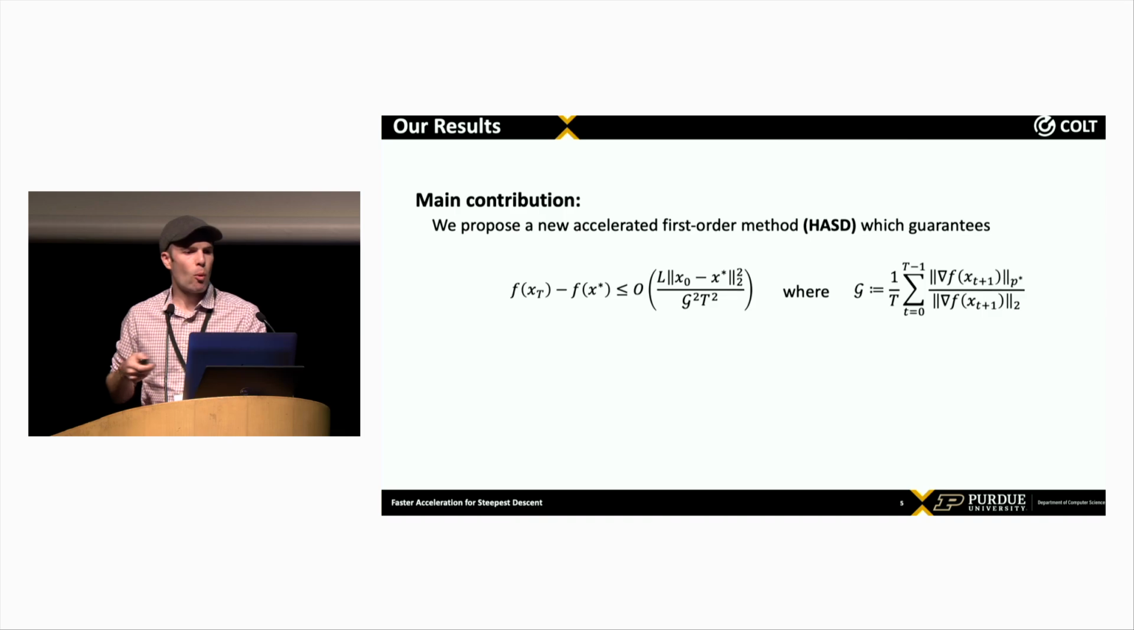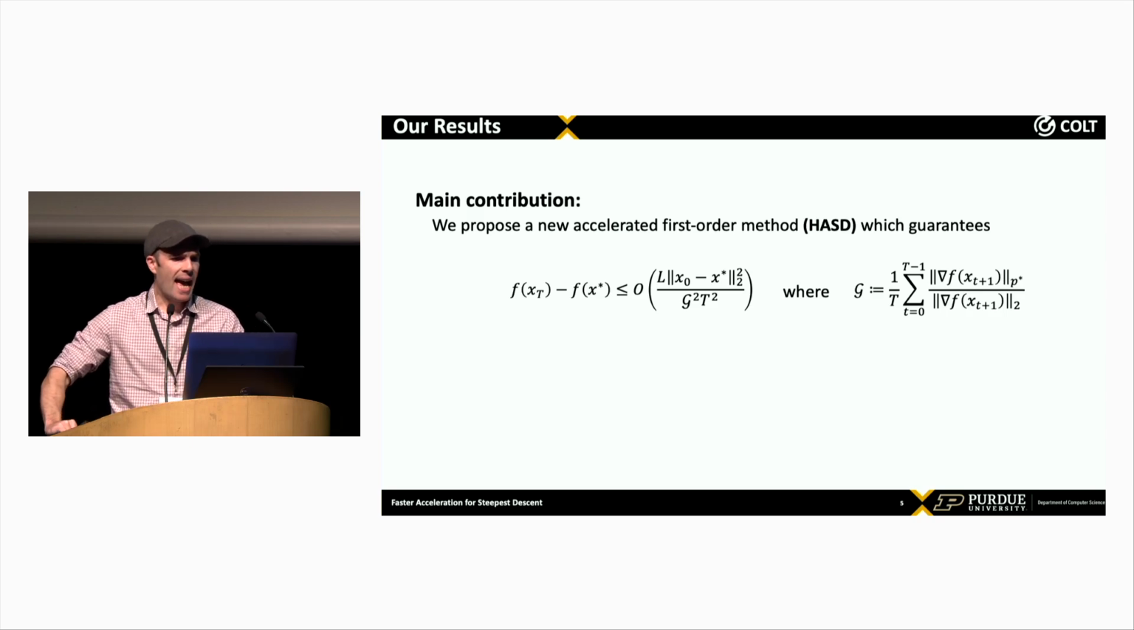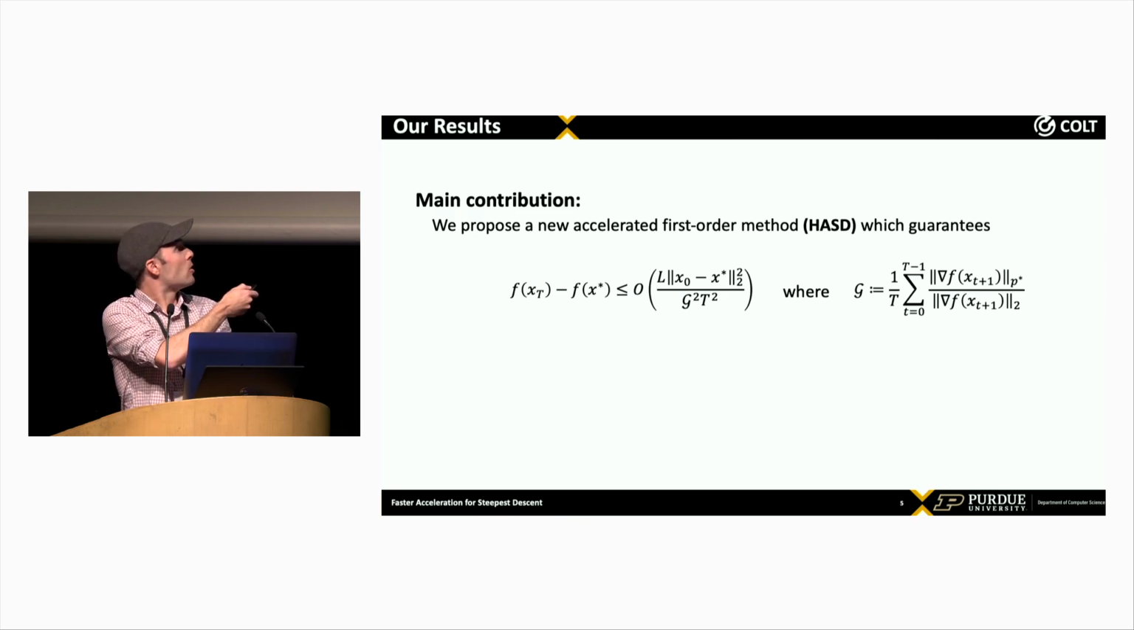Now, specifically, what we do is we present a new accelerated first order method, HASD. We'll see the details of the algorithm in just a minute. And the guarantees of the method are that we can get a convergence rate of smoothness times Euclidean norm squared divided by t squared times this extra g squared term, okay? So this is some sort of trajectory dependent, geometry based ratio of these gradients.